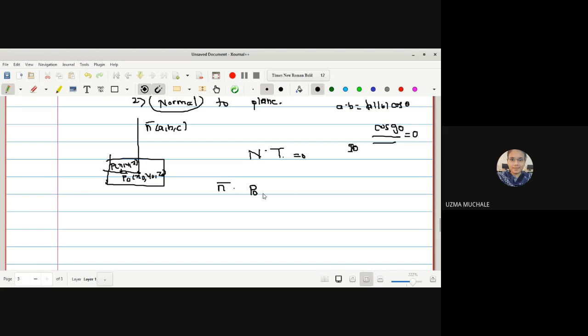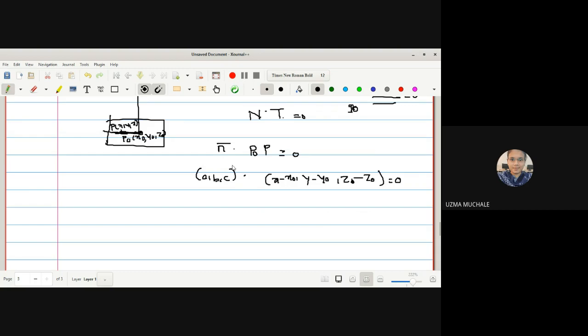So, instead of going for any tangent, let us take this one, P naught P equal to 0. This is also one tangent, no? What is n? n has coordinates a, b, c, and P naught P means x minus x naught, y minus y naught, and z minus z naught. Here P naught is the given point, and P is an arbitrary point on the plane. So the vector between P naught and P is given by this.